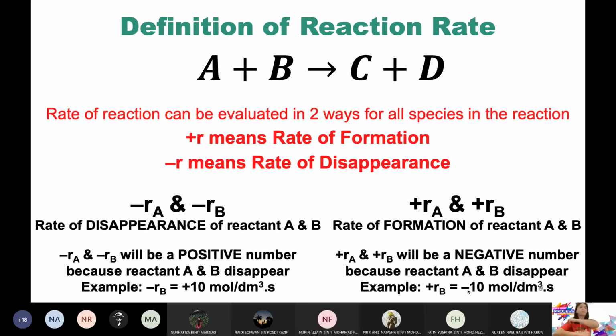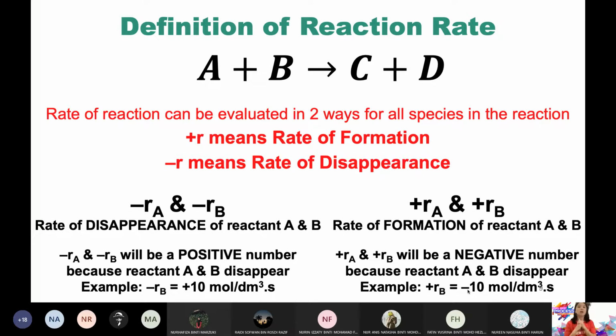Okay, alright. So now, let's say I want to calculate the rate of disappearance and rate of formation for my reactant, reactant A, reactant B. Okay, so rate of disappearance of A, negative RA. Rate of disappearance of B, negative RB. So negative RA, negative RB, the number will definitely be a positive number.